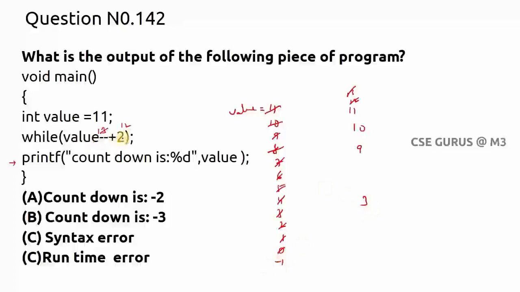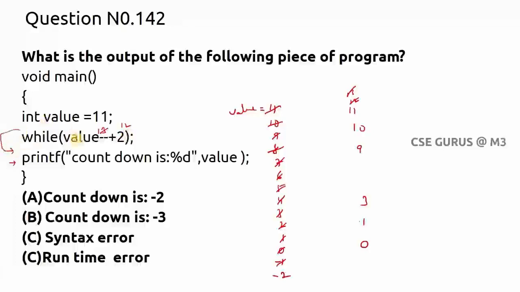Now minus 1 plus 2. What is the value? Plus 1. Now plus 1 means minus 1 plus 2, that is plus 1. Now again plus 1 is non-zero. Yes, true. Now the value will become minus 2. Now you can see here minus 2 plus 2, value is 0 here. Now it has to come out of the while loop.